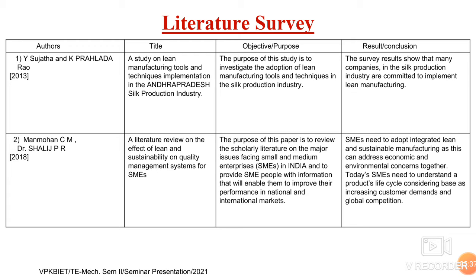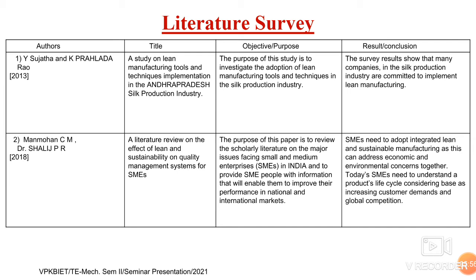The title of the first research paper is the study of lean manufacturing tools and techniques implementation in the Andhra Pradesh silk production industry, and the result of the research paper shows that many companies in the silk production industry are committed to implementing lean manufacturing.